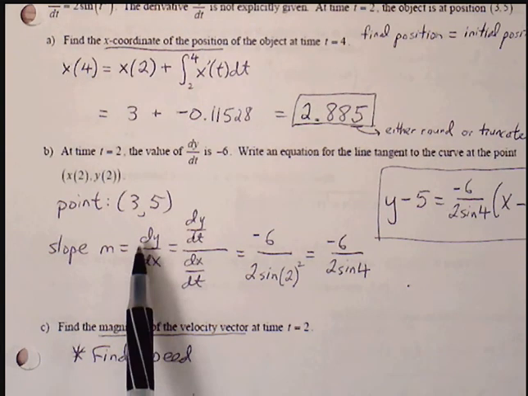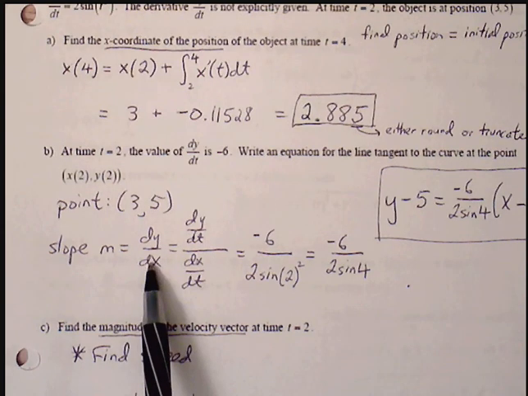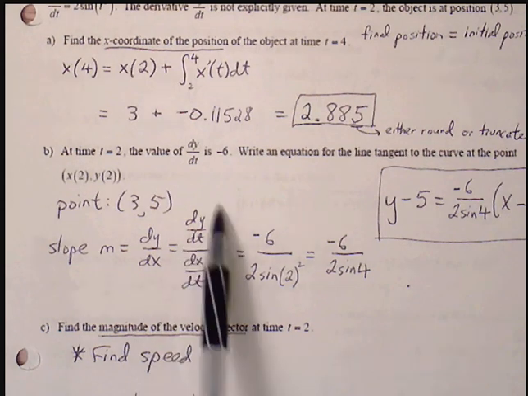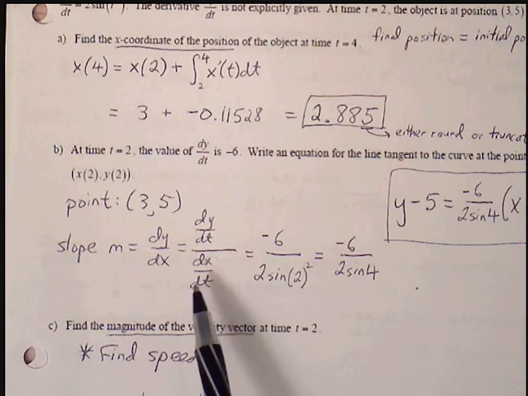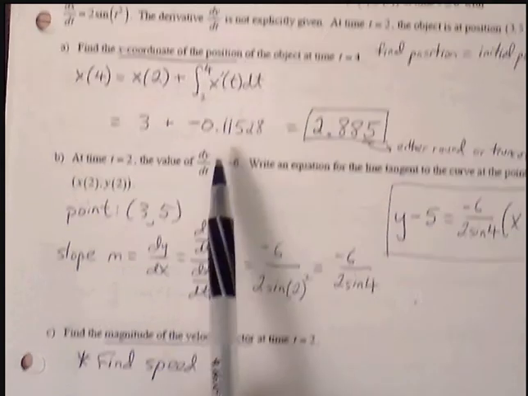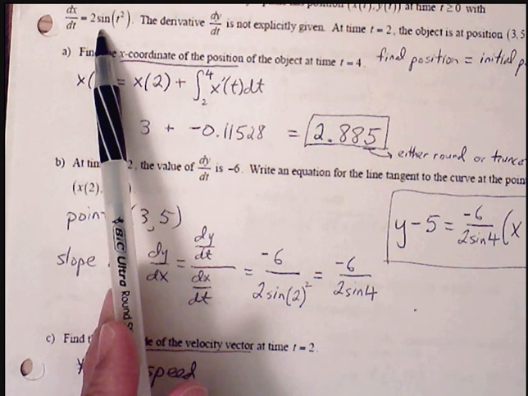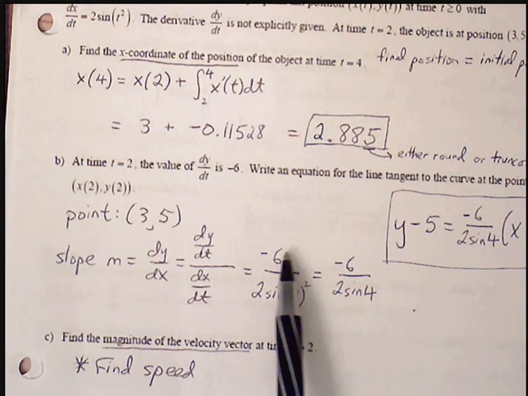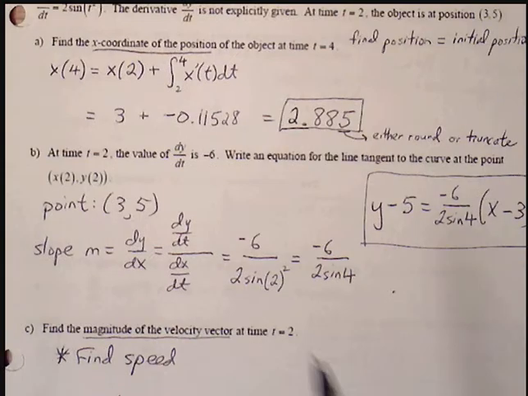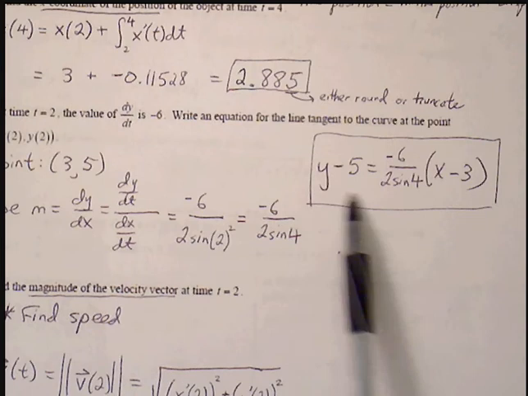Using the parametric formula to expand that further, we know that dy over dx can be expanded into dy over dt over dx over dt. Well, we have dy over dt, which is negative 6, and we have dx/dt, which is 2 sine of t squared. So the only thing we need to do is to evaluate dx/dt at 2. So plug 2 in for t, so we get 2 sine of 2 squared. We get negative 6 over 2 sine of 4. So there we have our slope. We have our point. And we plug into our tangent line equation.